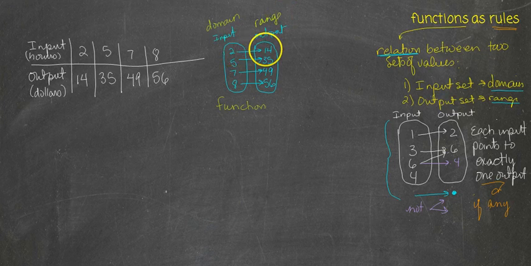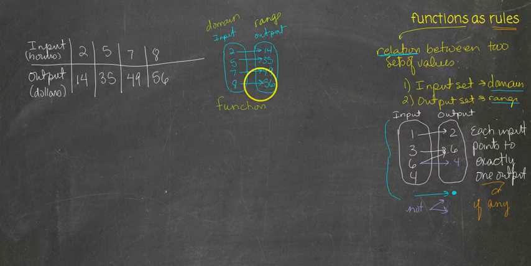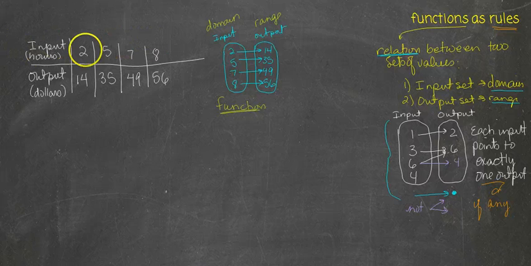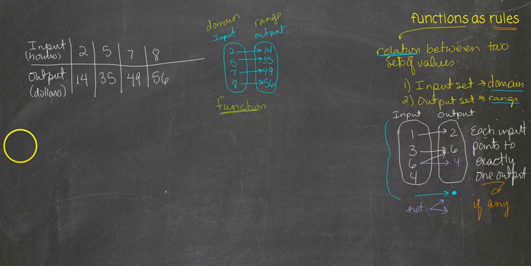So 2 only points to 14, 5 only points to 35, 7 only points to 49, 8 only points to 56. This is definitely a function, and we're going to learn a whole bunch of math that applies only to functions. So let's do another one, only this time instead of telling a story and breaking down Miguel's pay over time, let's actually start with an equation.